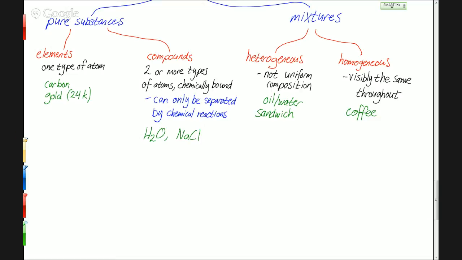So what are some more mixtures? What are some more homogeneous mixtures? Milk. Milk, yeah. In fact, you may have heard this term in relation to milk before. Have you ever seen that, if you look at the label of milk, it says homogenized milk? That's sort of what that means. It's been turned into a homogeneous mixture.